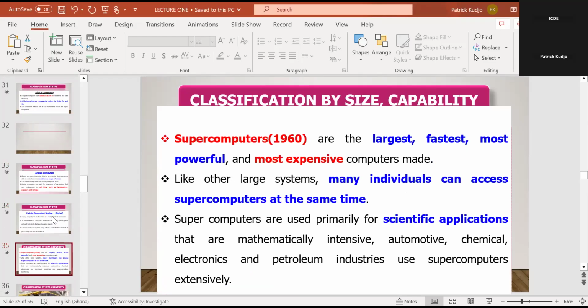In terms of classification by size and capability, I'm rushing because I've done it already, and I see it as some form of revision for you. Supercomputers are the largest, the fastest, most powerful, and most expensive computers ever made. I am more interested in their application. They are applied mainly, primarily, for scientific application.